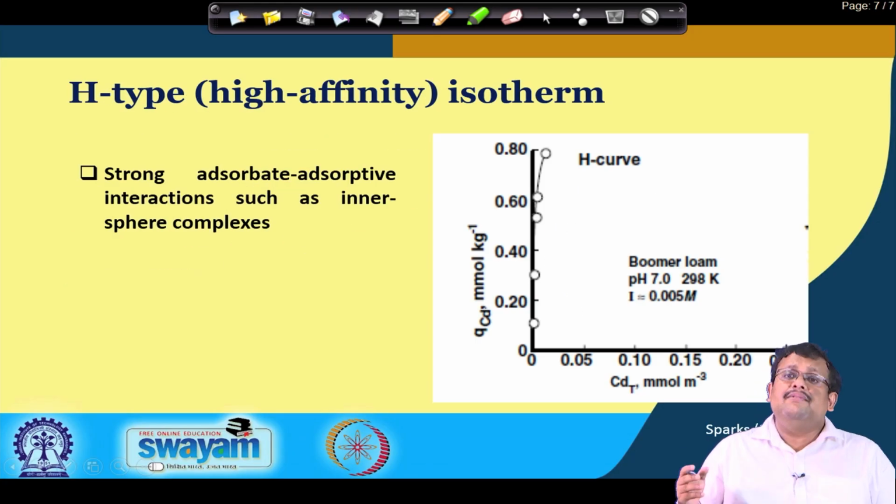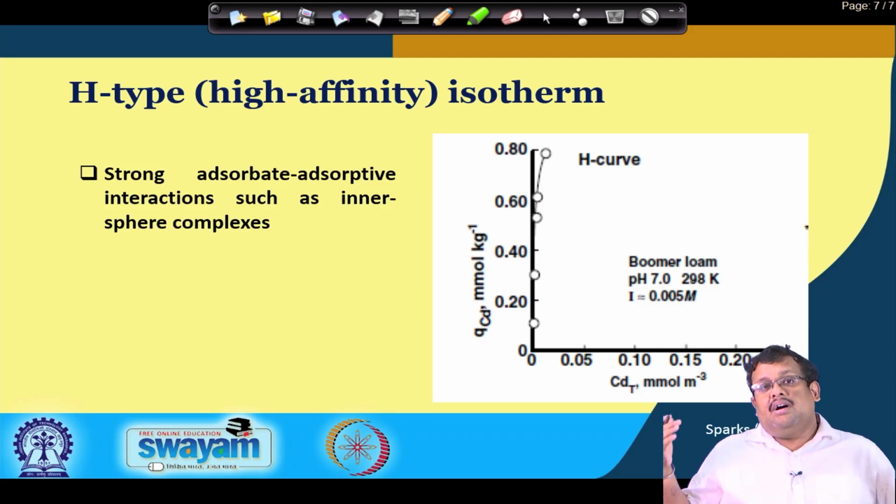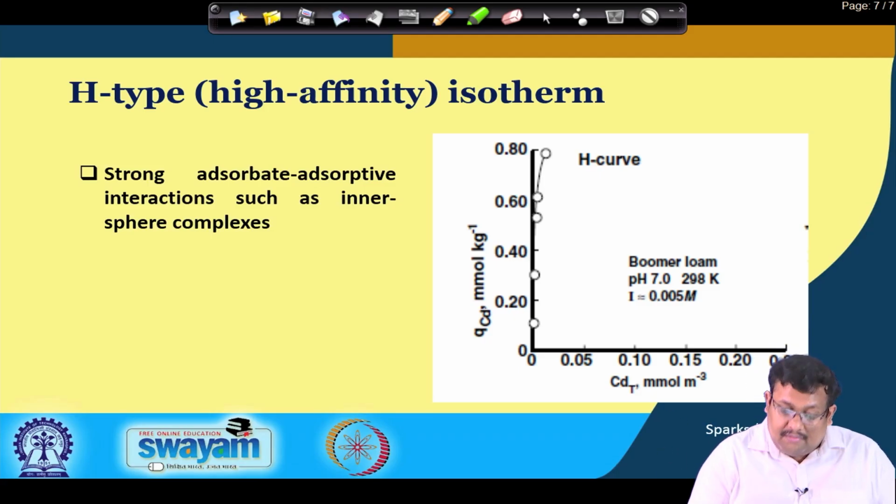Then the third one is the H type or high affinity isotherm. High affinity isotherm or H type isotherm basically shows the strong adsorbate adsorptive interactions such as inner sphere complexes. We have already discussed what is inner sphere complex and outer sphere complex, and you can see here the relationship is very steep. So, it shows basically the high affinity isotherm. So, here there is a strong interaction or strong affinity of the adsorptive for the adsorbate molecule.